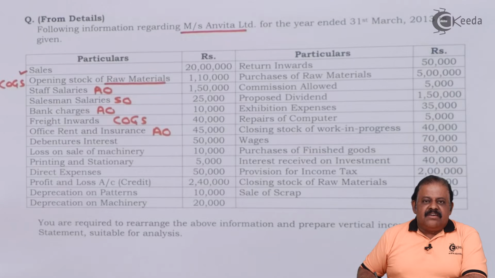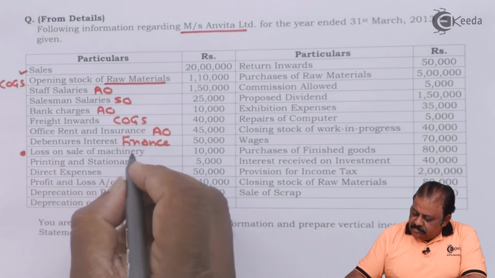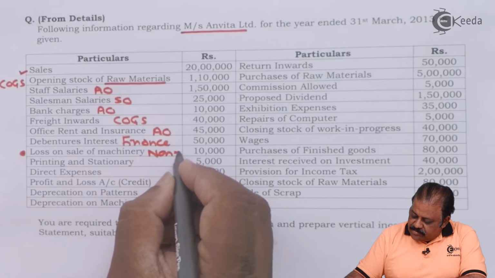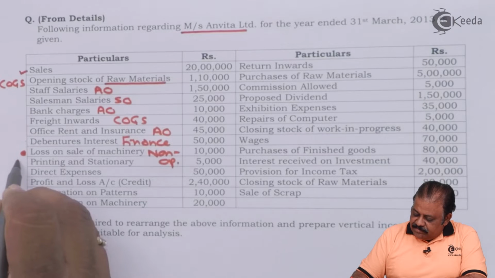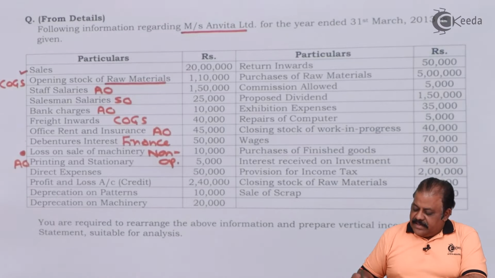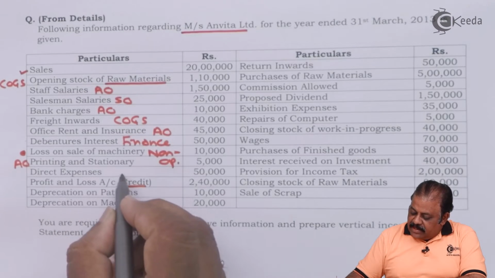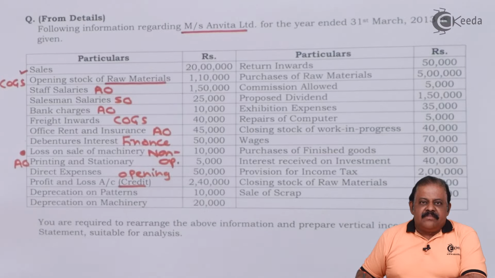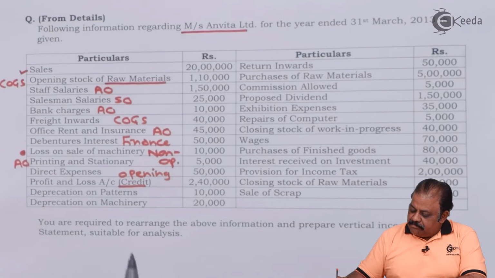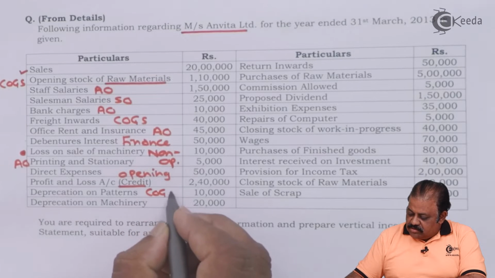Debenture interest, it's a finance cost. Loss on sale of machinery, this will be a non-operating expense. Printing and stationery, administration overheads expenses. Direct expenses are given. Profit and loss account credit balance, this is the opening balance of profit carried forward from the last year. Depreciation on patterns, cost of goods sold.